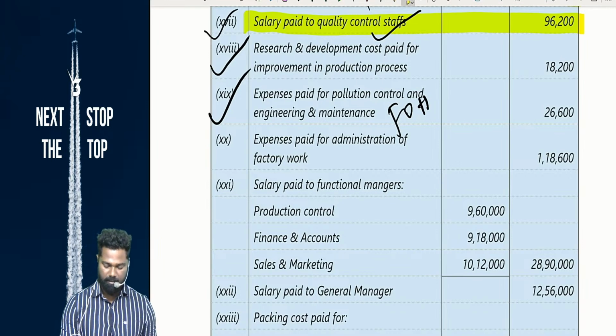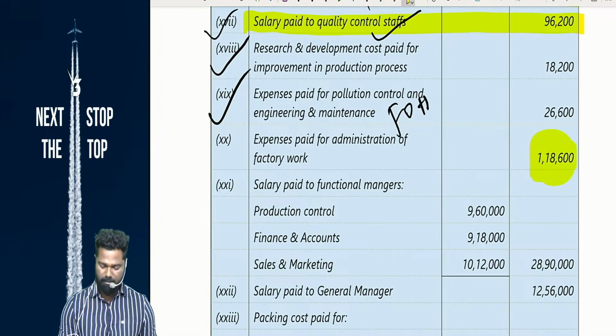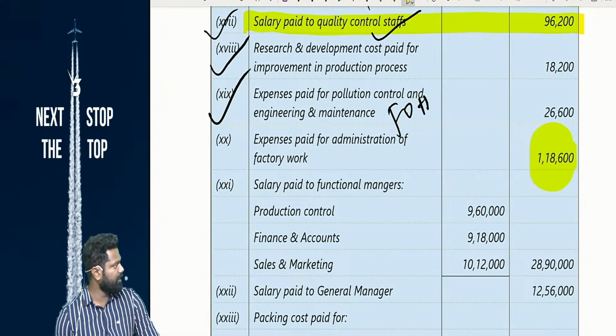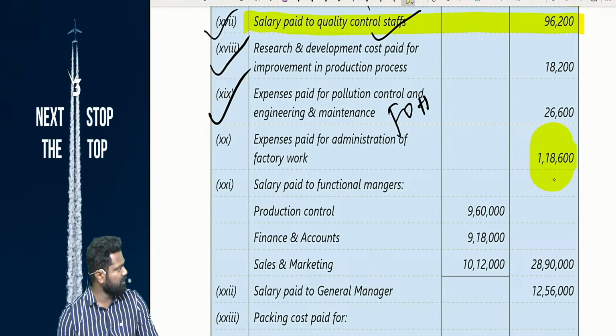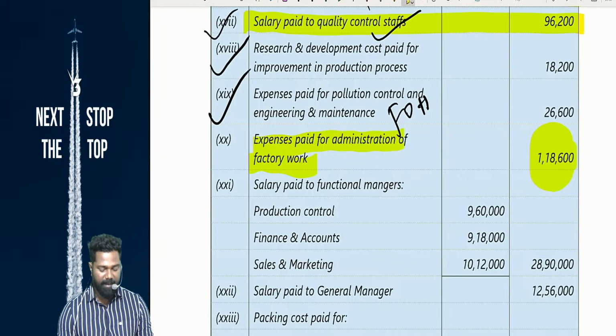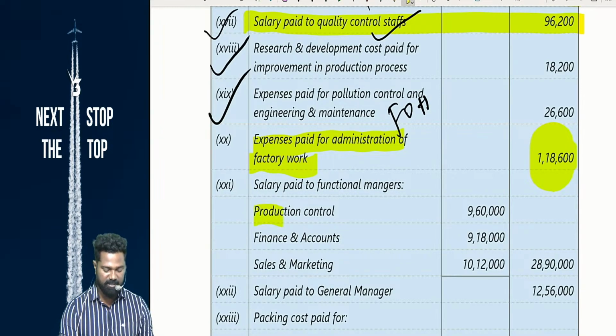Expenses paid, how much is that? 1,18,600. Can you all see this item? Okay. Next item, salary paid to functional manager, which is nothing but production control. How much is that?